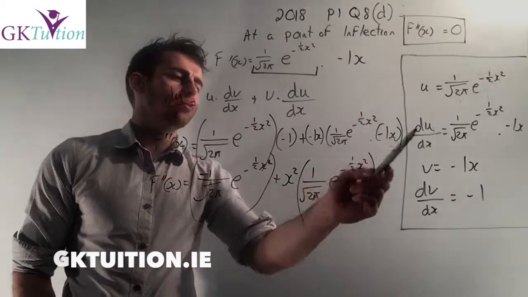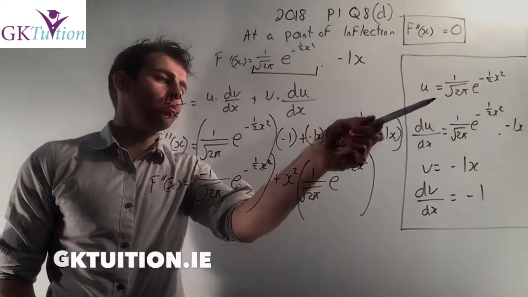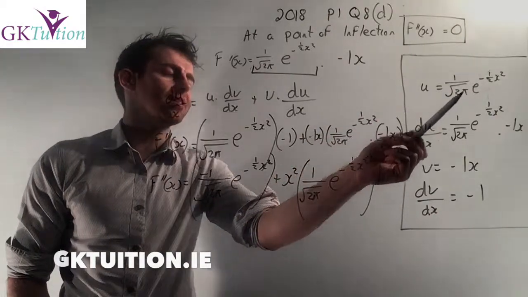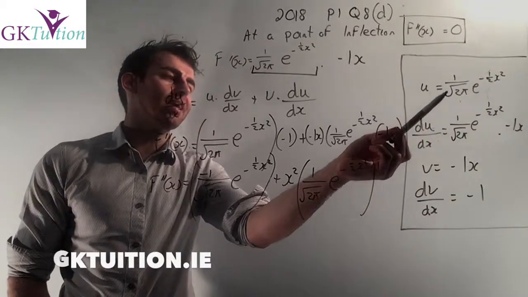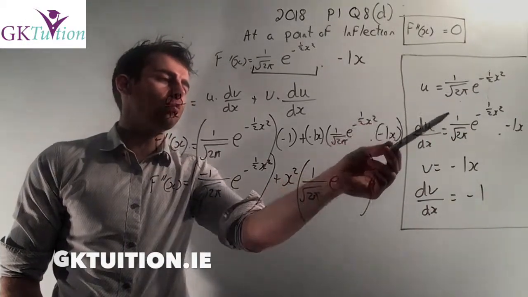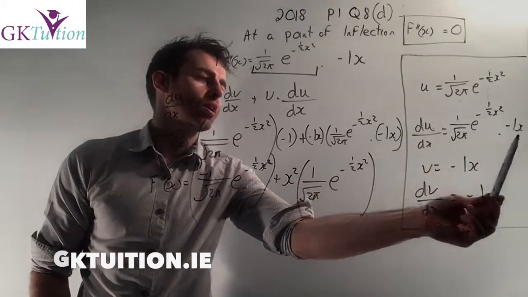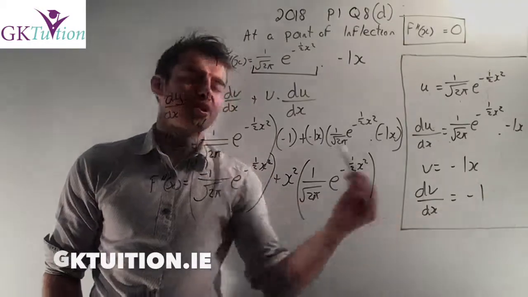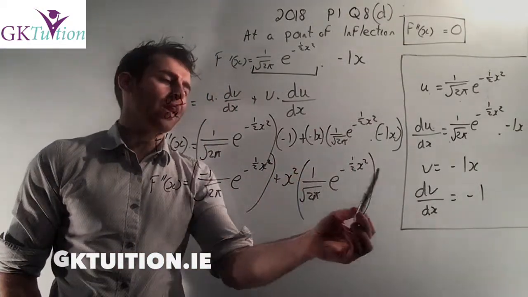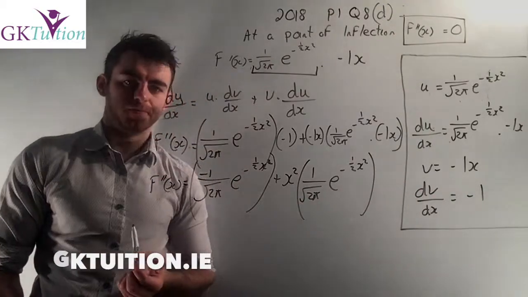And in order to get du dx, I need to differentiate that. But I want you to notice something here, that u in this case is actually just what we differentiated in part C. This is the original function. So we've already actually differentiated that. It's the exact same as part C. The derivative of u becomes 1 over root 2 pi e to the minus a half x squared multiplied by the derivative of the power, which is minus 1x. Then my v is just minus 1x, which means that dv dx I just differentiate and I get minus 1.